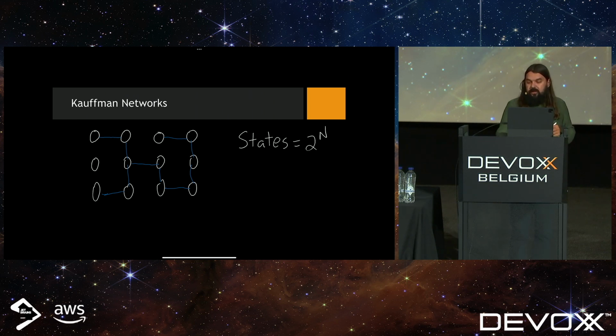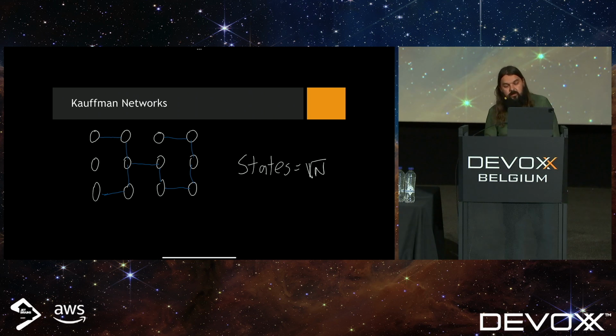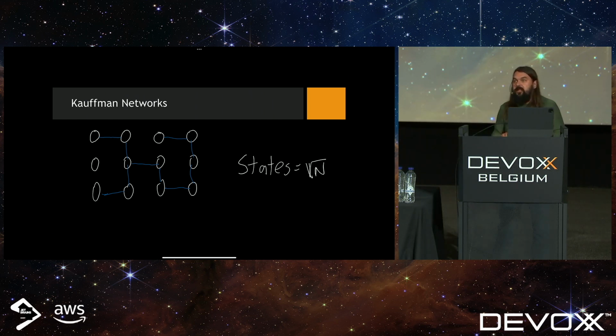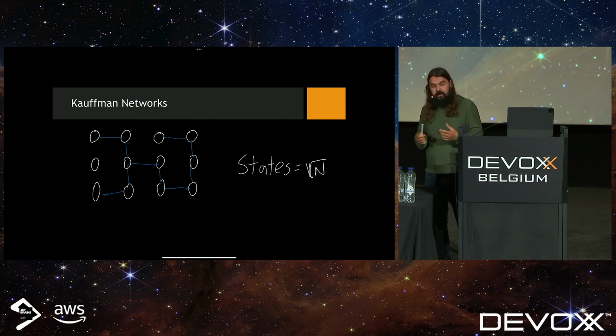And he found that at a certain level of adding these links between the nodes, connecting the system, the number of states fell from 2 to the power of 100 to 317, which is roughly root n. And if we're working with complex systems, that's incredibly good news. That's a lot less to work with.